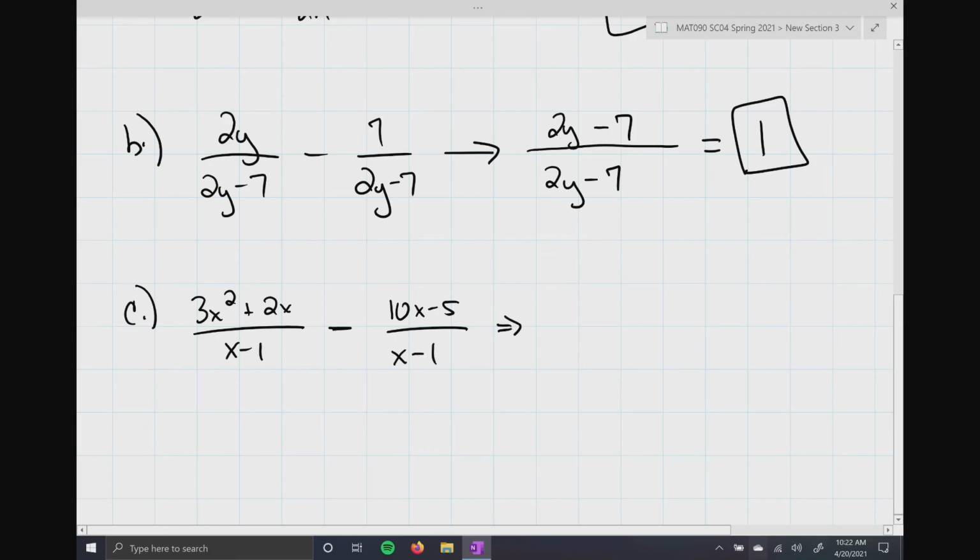So go ahead, write this down, and then just put the pencil down. I want you to watch. Okay, here we go. My denominators match, x minus 1. Now, here is where you need to put the parentheses. If you look right here, you have 10x minus 5. That is a whole thing, all right? That's the entire numerator. Just watch.